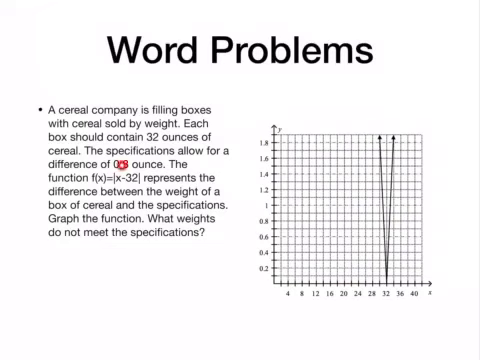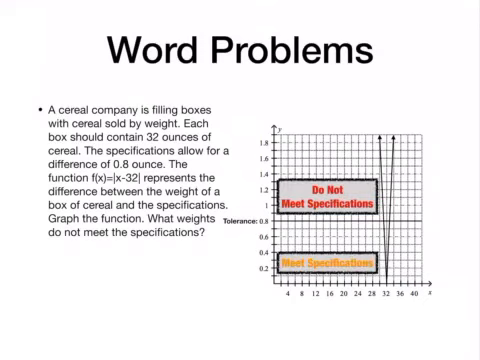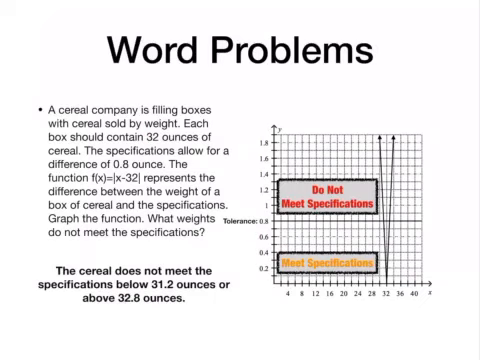At that point, I would look, and I would see that this says 0.8 ounce is going to be our threshold, so I would draw that. The problem is, especially now, I can't really tell what value that should be. So since I'm not sure, what I would end up doing is, the bottom part meets, the top does not, but we're asked what values do not meet. So I would take that 32 ounces and I would add and subtract 0.8 to get my lower and higher limit. The cereal does not meet the specifications below 31.2 ounces or above 32.8 ounces. And that's how we would do this.